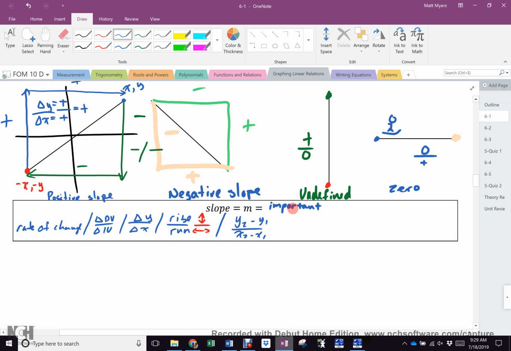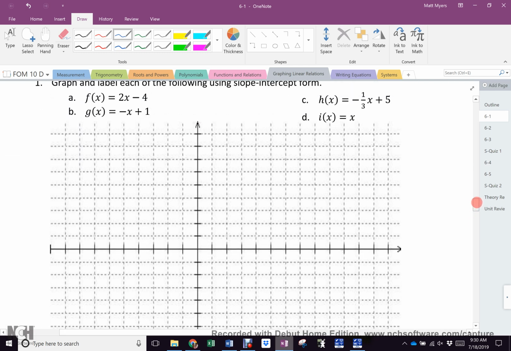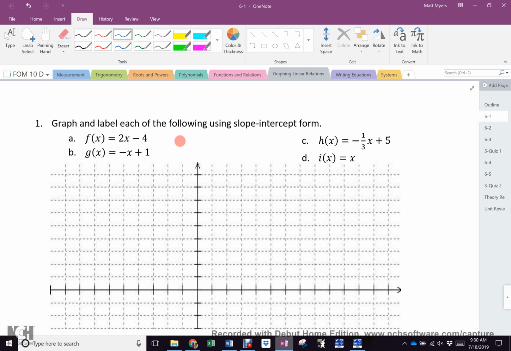Everybody cool? All right. Turn the page over. Let's do some work. What do you notice about all of these four functions?